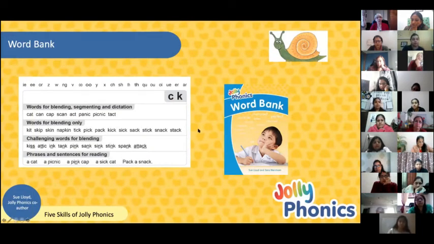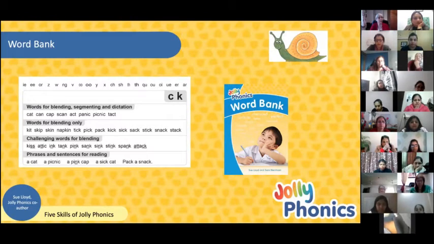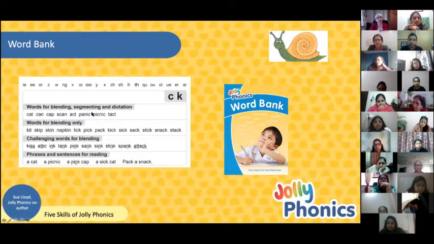Now, of course, when you come to the k, you get more words. And this is our new word bank. Now, I've shown you the word bank on paper, and that's provided for you. But this new word book, which I'm very proud of, has just been published. And it's got advantages that the other one hasn't, in that here you can see it.